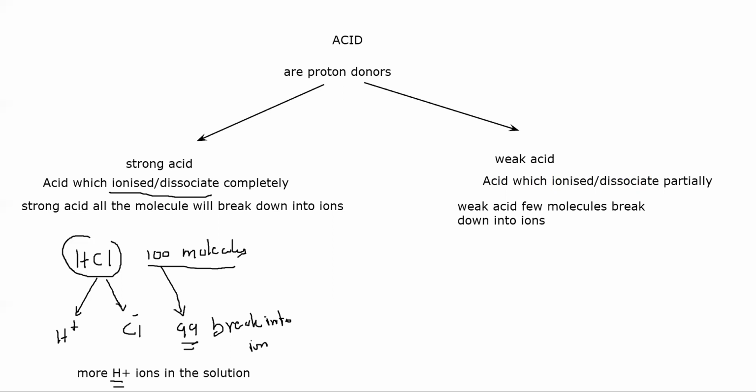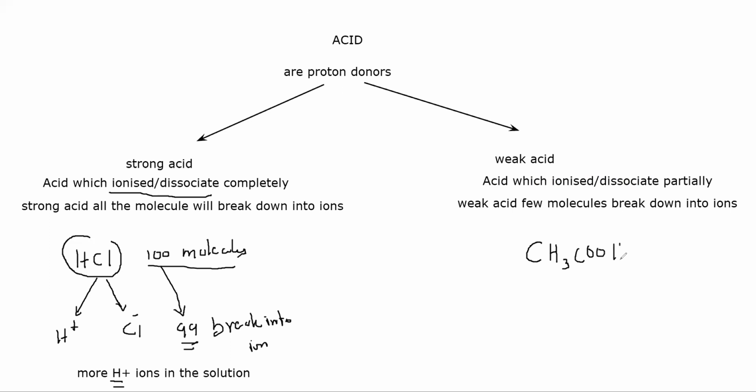An example of a weak acid is vinegar, or ethanoic acid. This is the formula for ethanoic acid, CH3COOH. The common name is vinegar, used in foods as well. So what happens if I have 100 molecules of ethanoic acid? When I add water to this, it will dissociate into ions. It will dissociate into CH3COO negative and H positive.